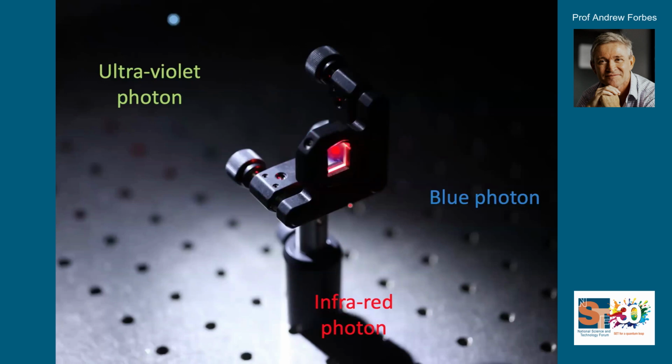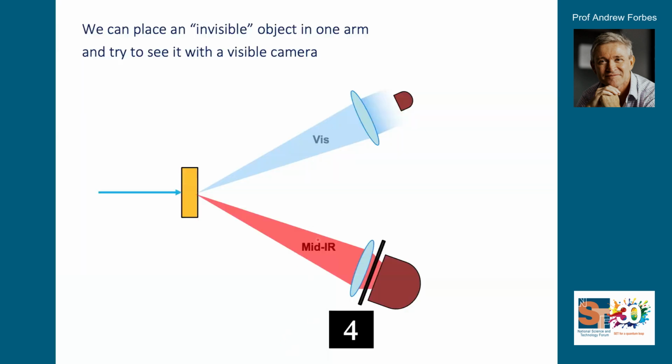So let's go back to the crystal. This time what we're going to do is change the color of the two photons that come out. Instead of having them at the same color, which is what I had before, I'm going to make one of them visible and the other one in the infrared. And why is that interesting? Because I'll send the infrared photon to the object.